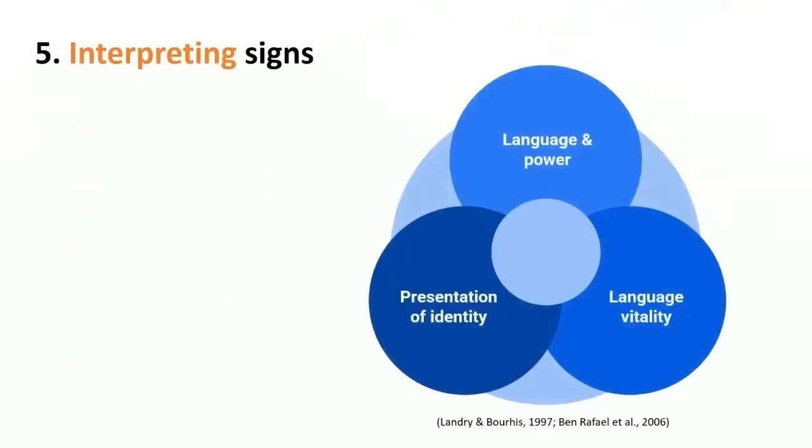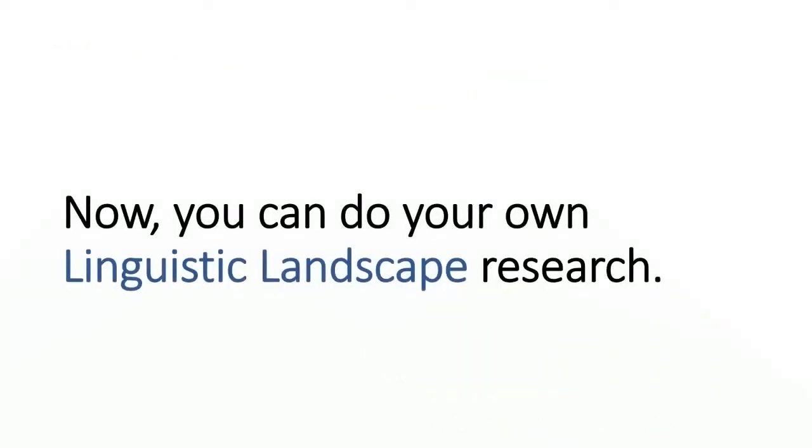Finally, and probably the most challenging part, is where we will try to understand, using theories that we have selected, what the linguistic landscape of a place wants to tell us, or what can be revealed from the linguistic landscape of the place. Hence, we can look at the interplay between language and power, presentation of a community's identity, or how language speakers are trying to preserve their languages or are involved in language contestation. Now, you can do your own linguistic landscape research.